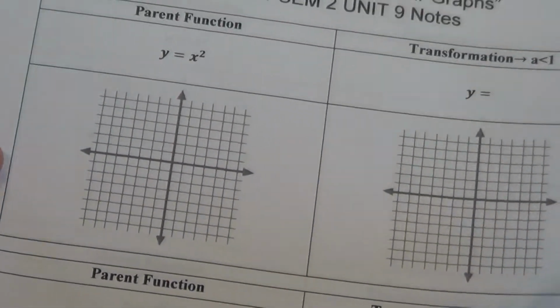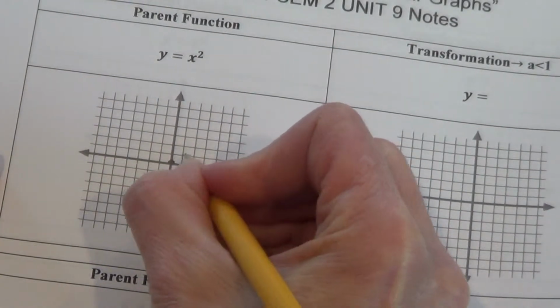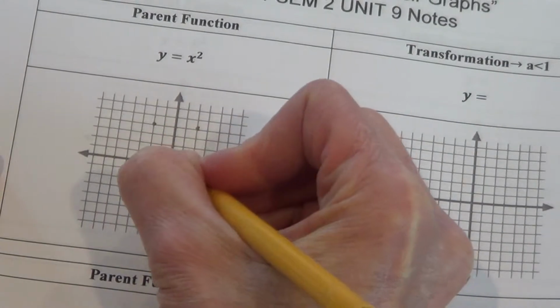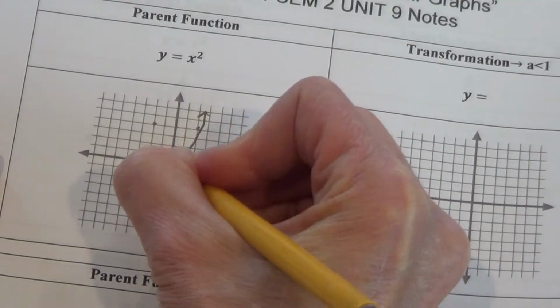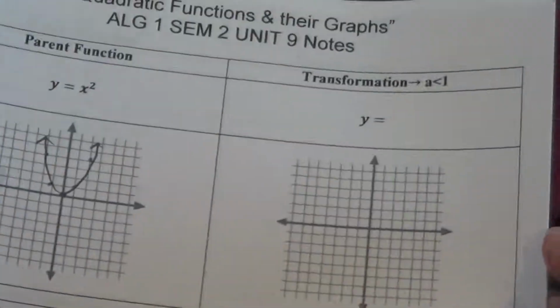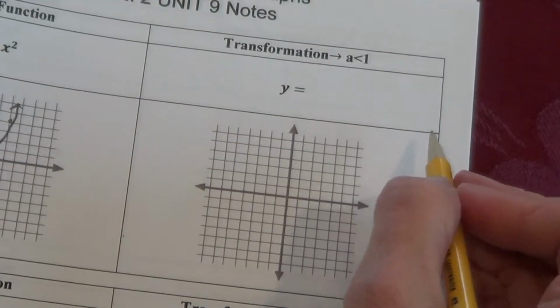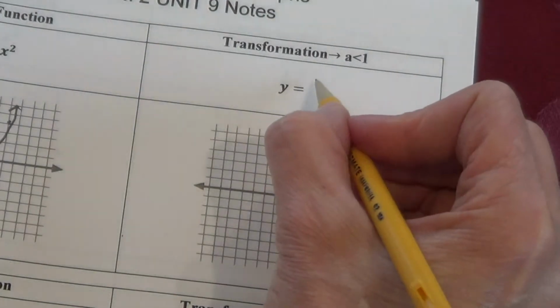Now again, we just think about our parent graph. That's what we're always comparing to. Go ahead and plot it in here from memory. Now, what will happen if we switch that a to being a fraction? Let's say that we have a really, really wide fraction.